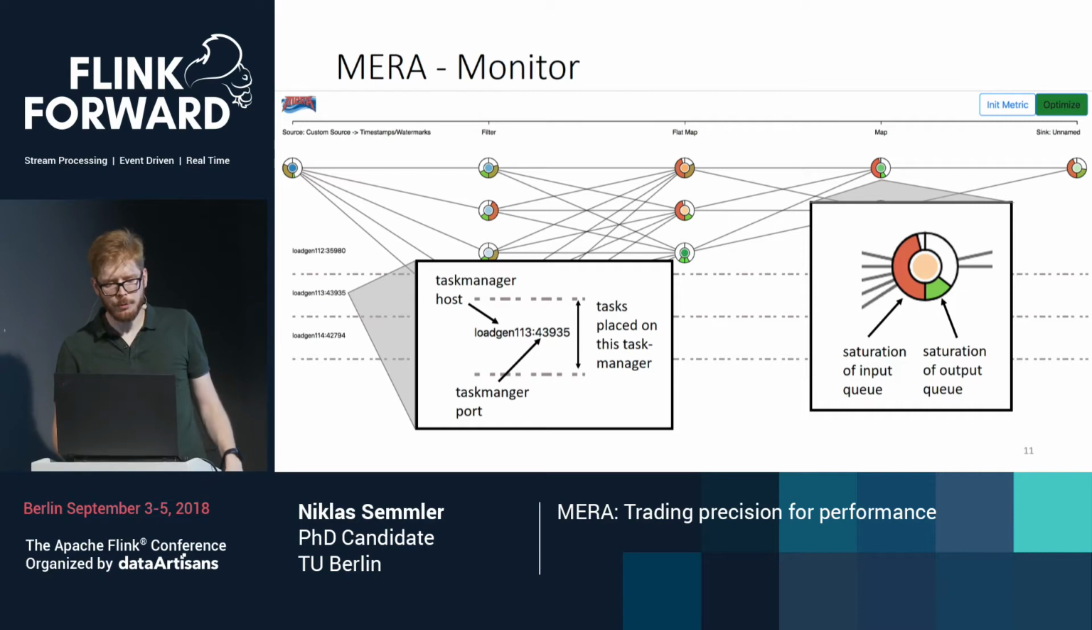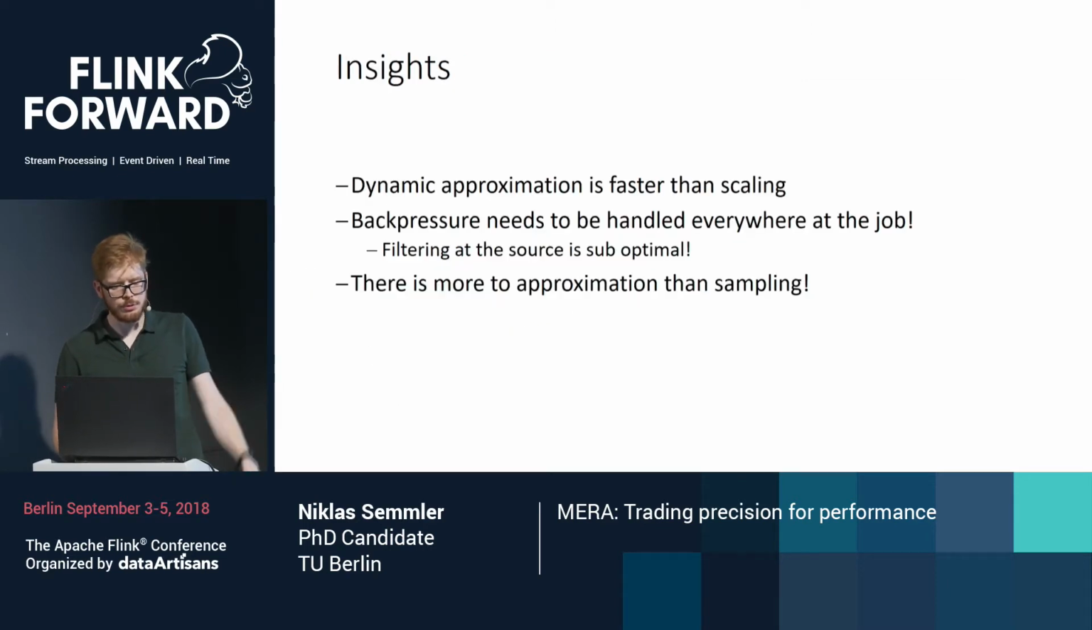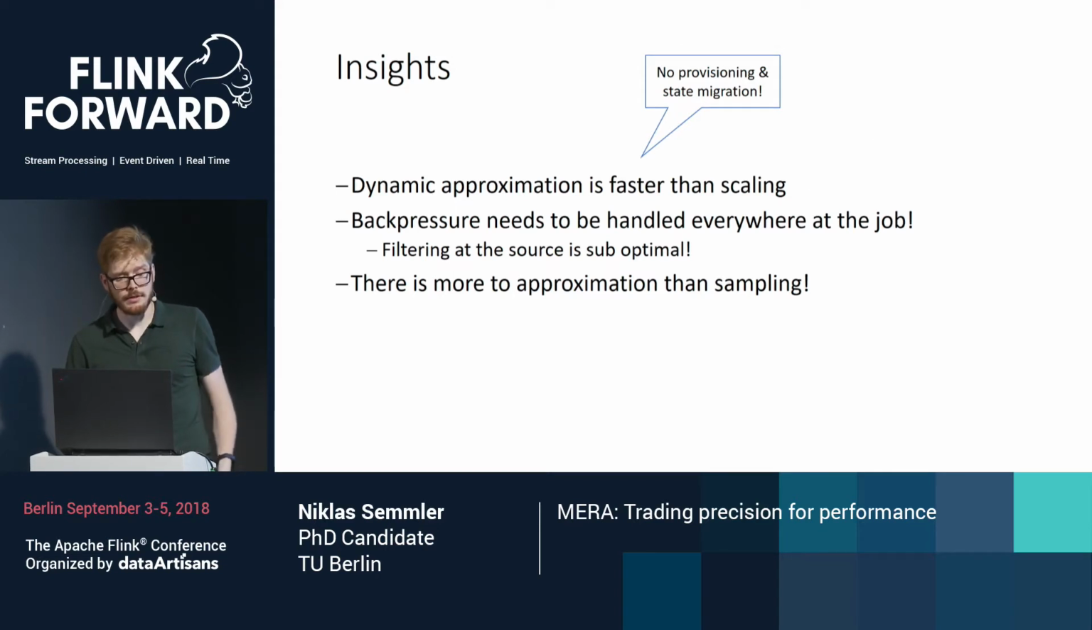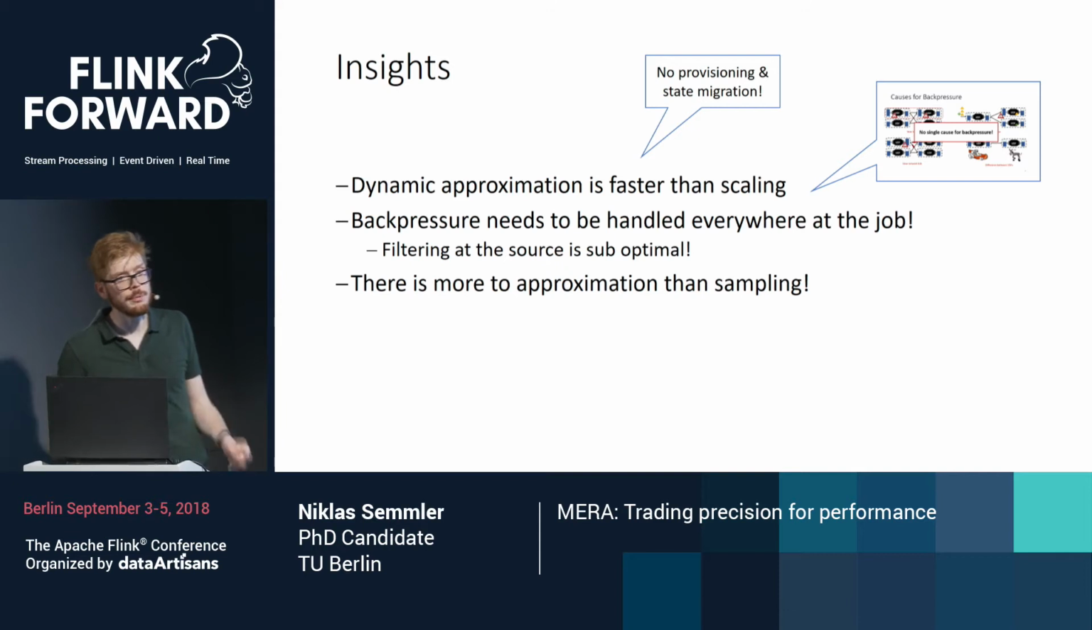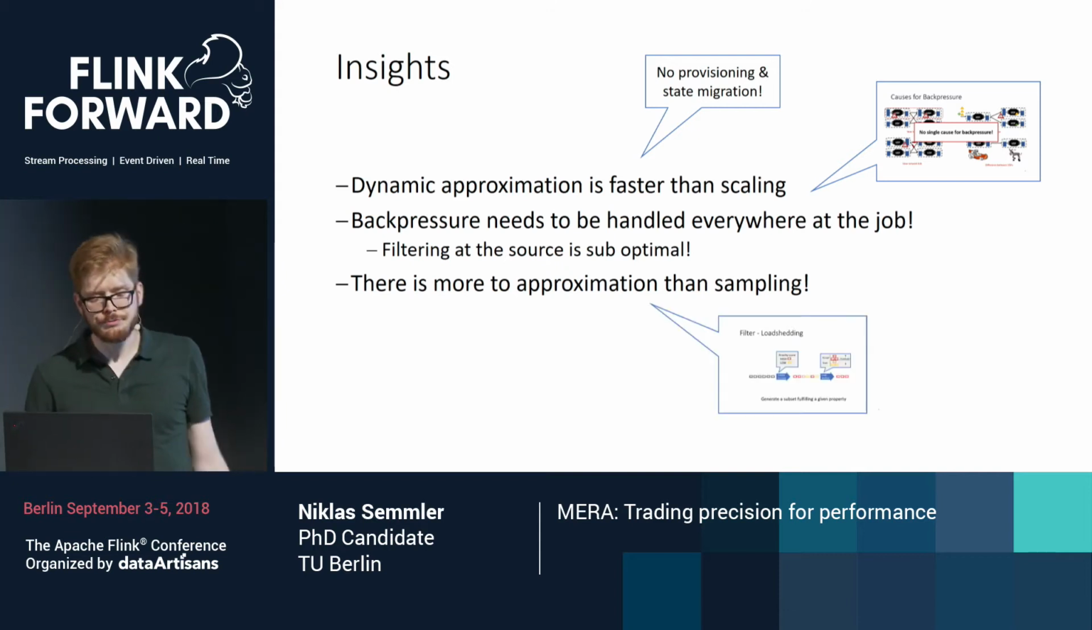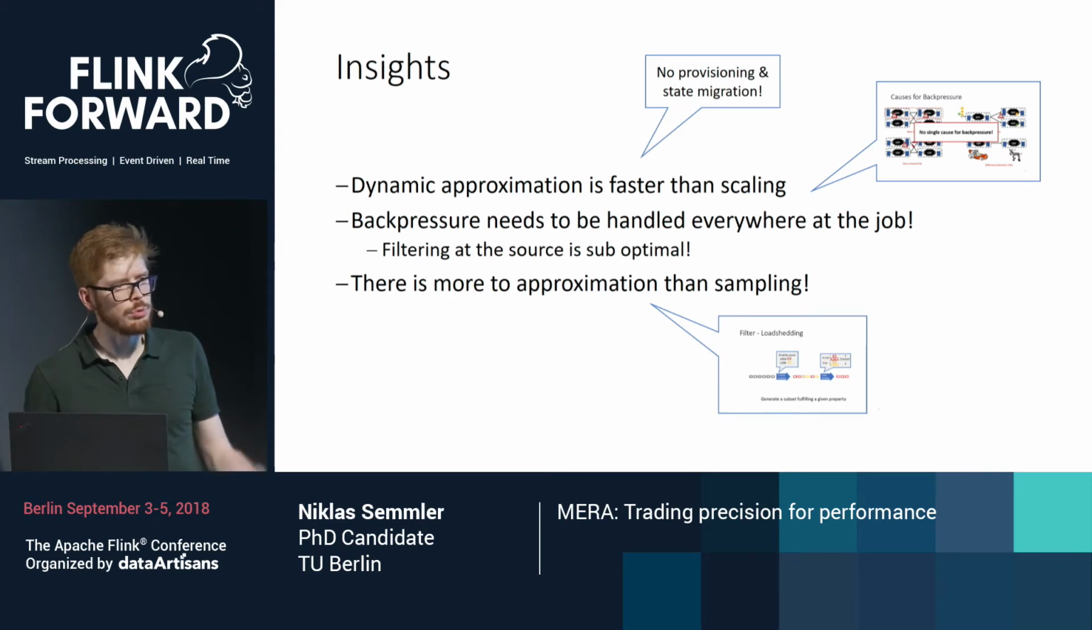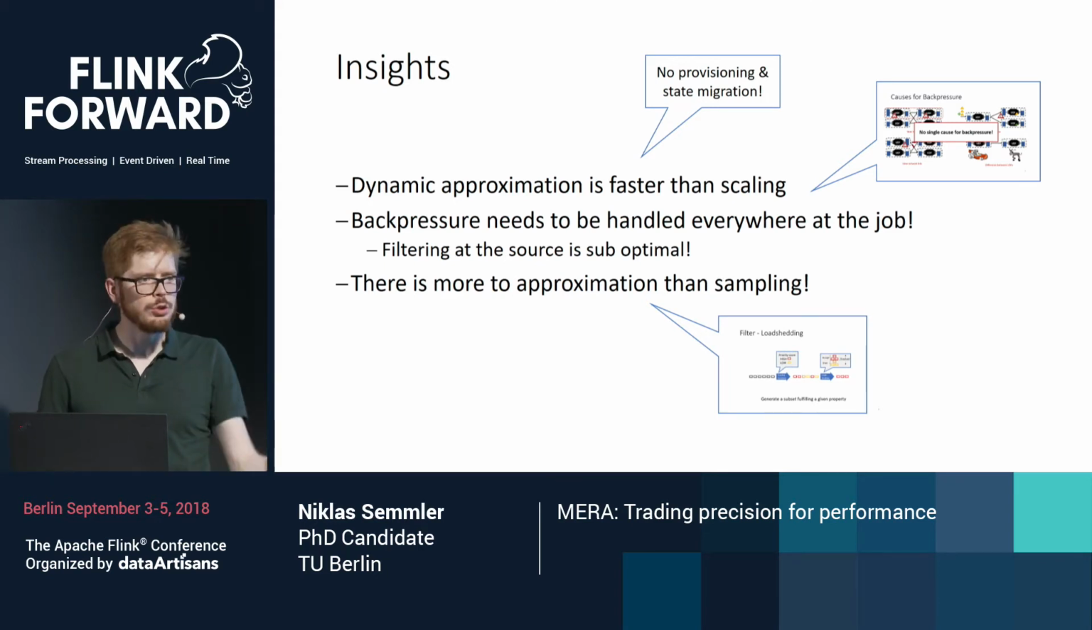That's the idea of what we're working on. We're building this on 3 insights. That dynamic approximation is faster than scaling. That backpressure must be handled everywhere in the job and not just at the source. And that there's more to approximation than sampling. So there are other methods that we can use even when you think that sampling is not for you.